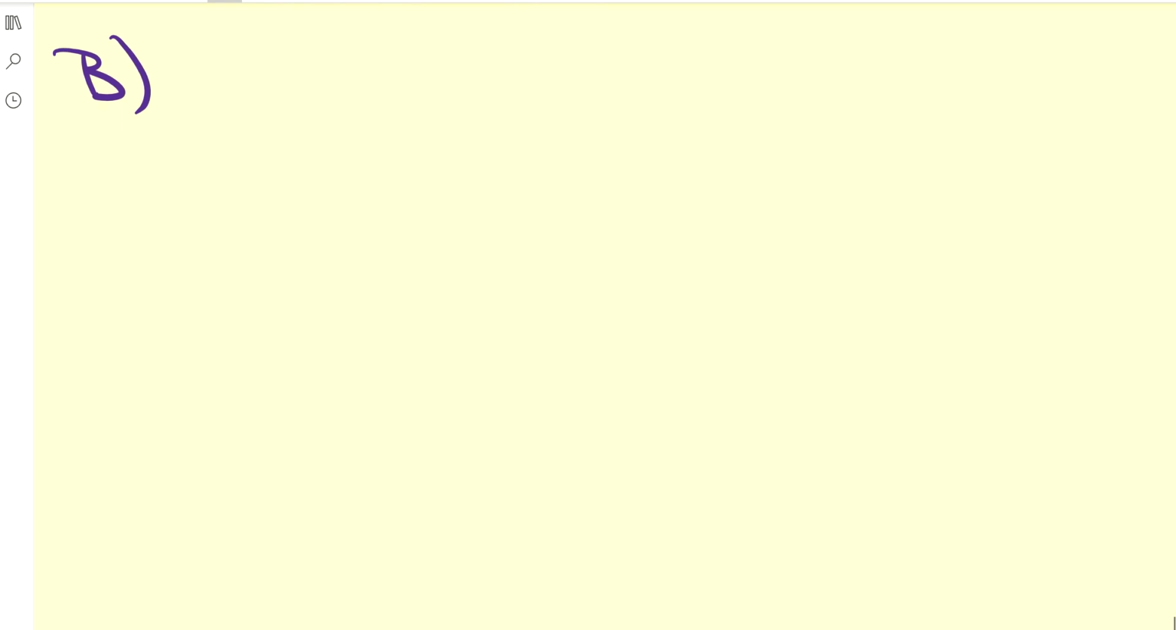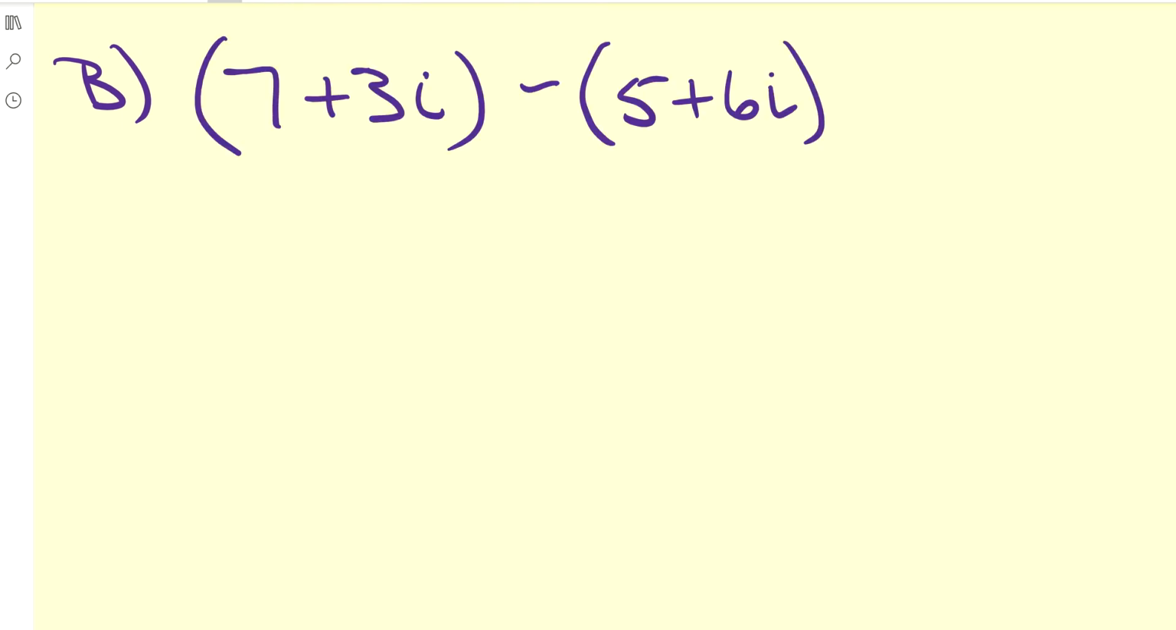B. I'm going to write it up first. Okay, how's this? So now this time I have a subtraction sign. So I've got to subtract these two complex numbers. So I want to address that first. Okay, and here's how I'm going to do it. I'm going to put my negative 1 here. And then I'm going to go ahead and distribute the negative 1.